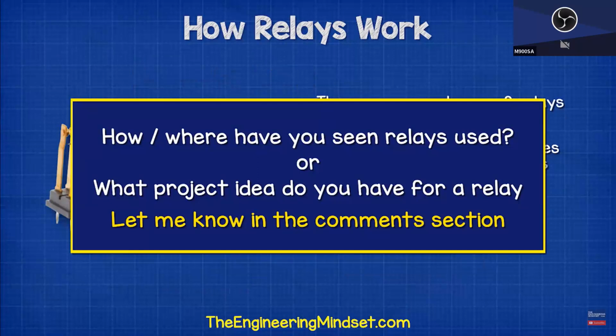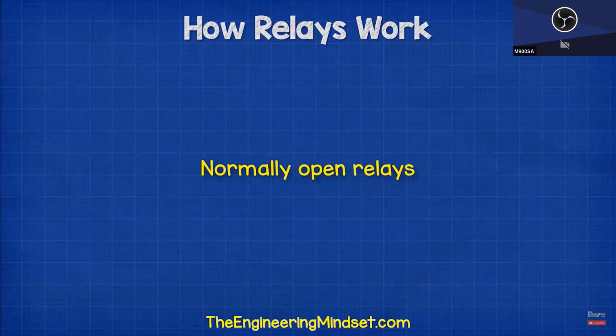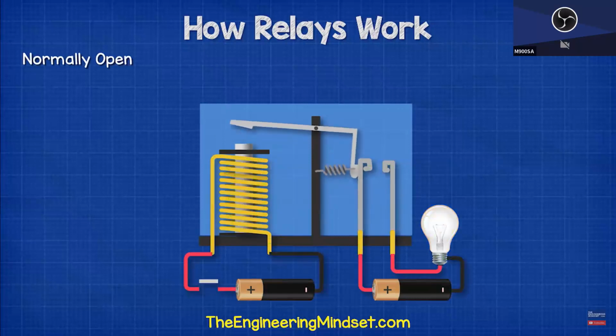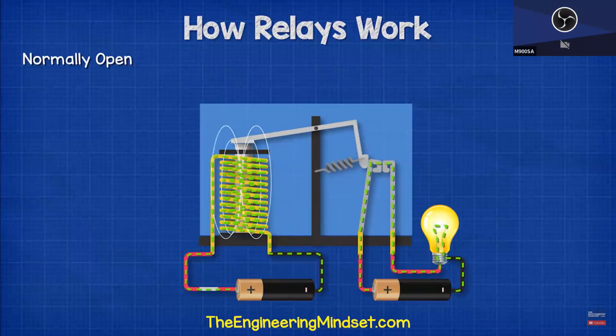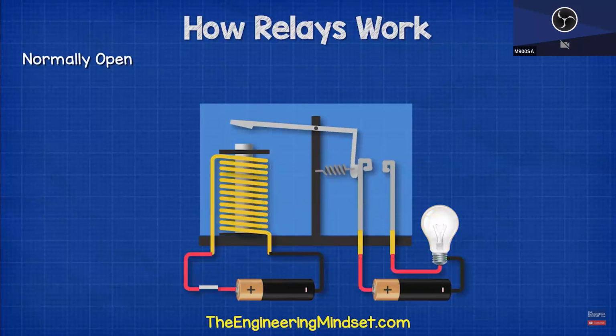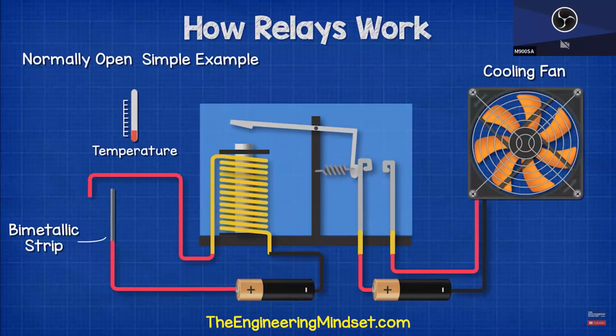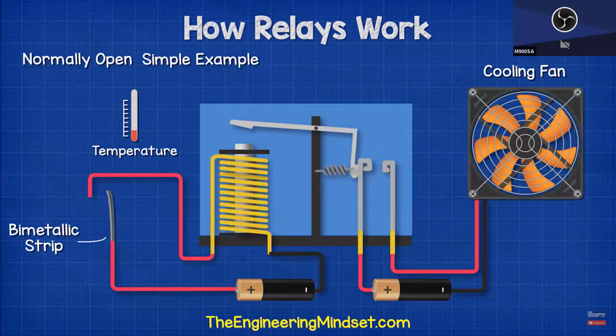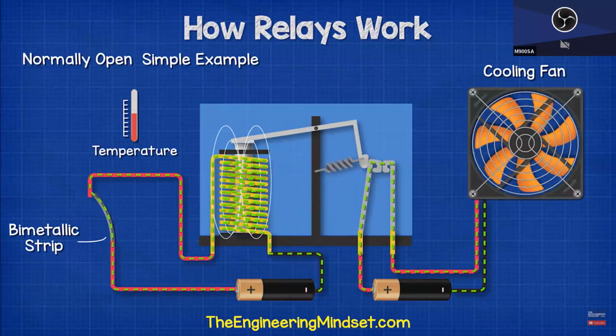As we have seen earlier in this video, we have the simple normally open relay. This means the load on the secondary side is off until the circuit is complete. We can use this, for example, to control a fan by using a bimetallic strip or switch on the primary side. The bimetallic strip bends as it increases in temperature. At a certain temperature, it will complete the circuit and turn the fan on to provide some cooling.